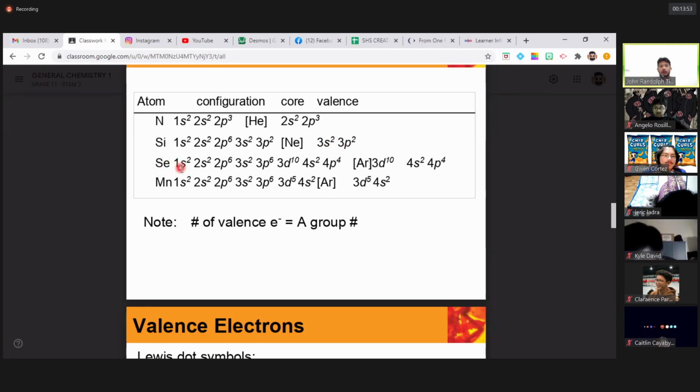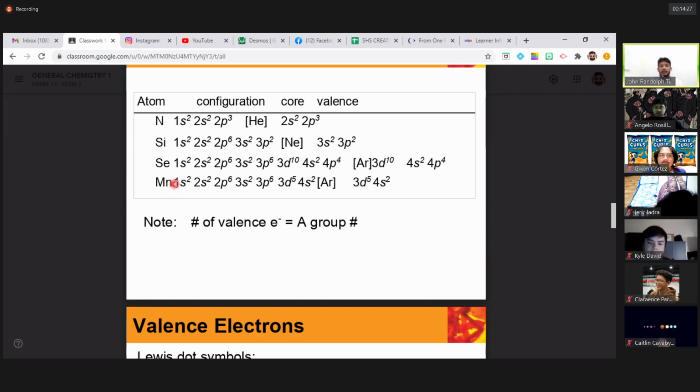And then we go to selenium. You have here the expanded valence electron. Then we have here the condensed one. So check if selenium is 6, 4s2, 4p4, if it is 6. So you do not include 3d10 here for your valence electron. That's part of your core. Okay? Dapat always yung last electrons na less than 8. 4s2, 4p4.